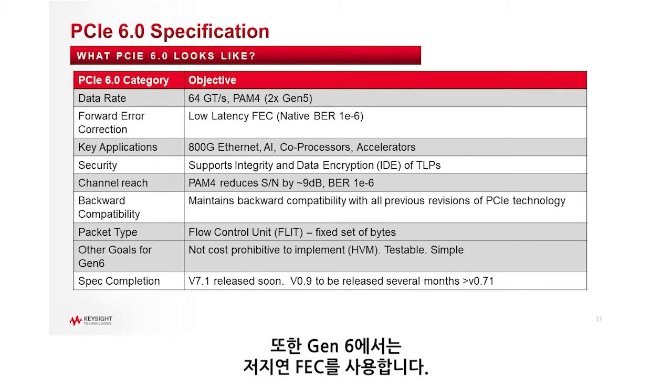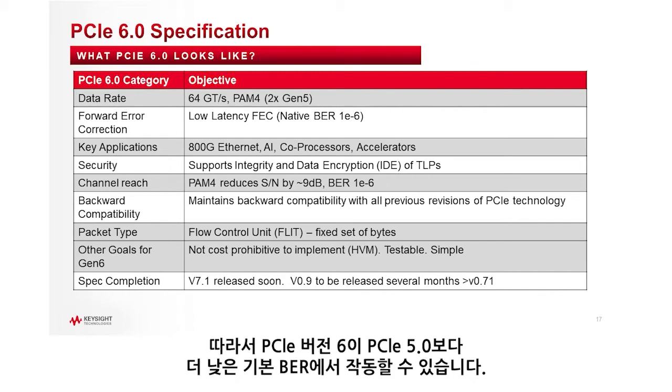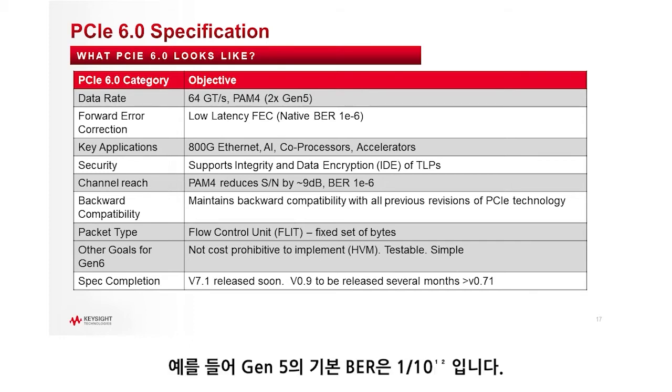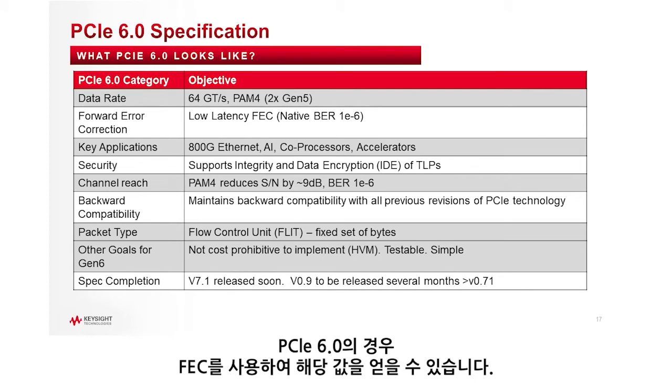Another thing that you'll find that's new with Gen 6 is the use of a low latency forward error correction. This allows PCI Express version 6 to operate at a lower native BER compared to PCI Express 5.0. Gen 5, for example, has a native BER of 1 error in 10 to the 12 bits. PCI Express Gen 6 has a native BER of 1 error in 10 to the 6 bits. Now, the link BER for both is the same, 1 error in 10 to the 12 bits. But in the case of PCI Express 6.0, it's able to achieve that by using forward error correction.